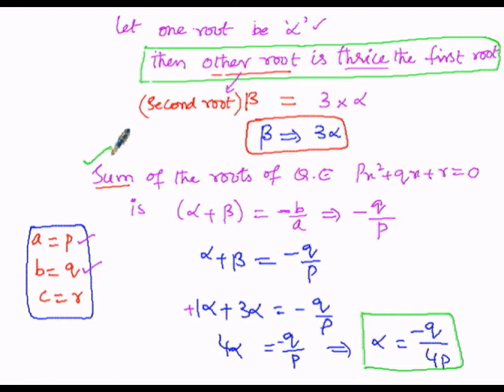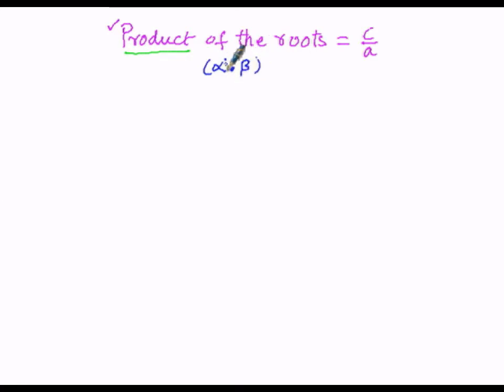Now let us go for the product of the roots. So now the product of the roots equals to, as per the general form of the quadratic equation, c divided by a. So here, since it is the product of the roots, we have to multiply, it can be given by alpha into beta, where alpha is the first root and beta is the second root. So it can be given by c divided by a.